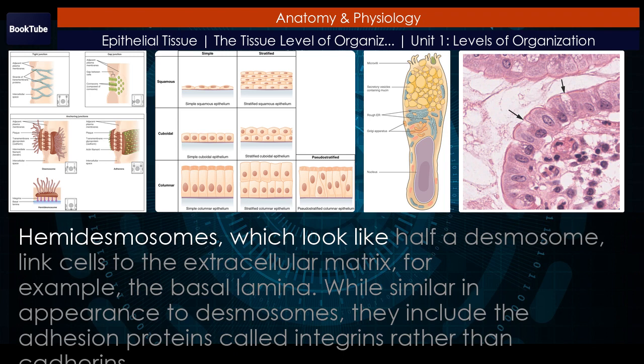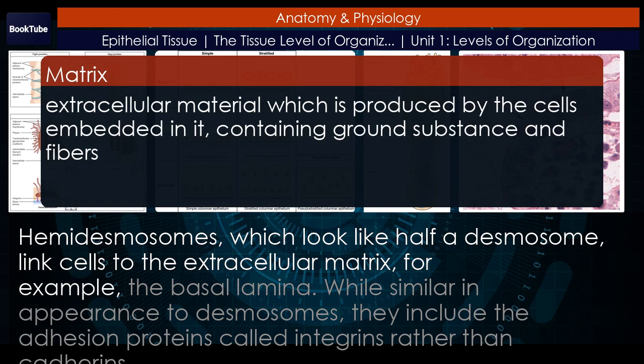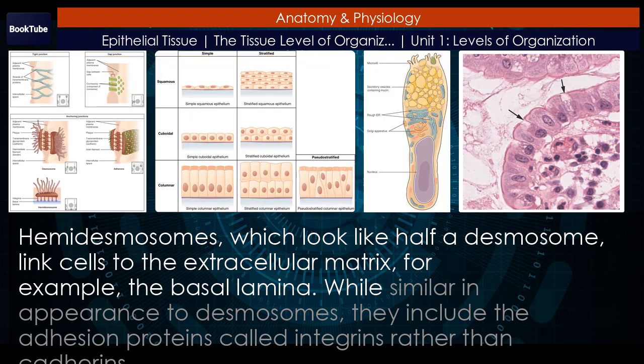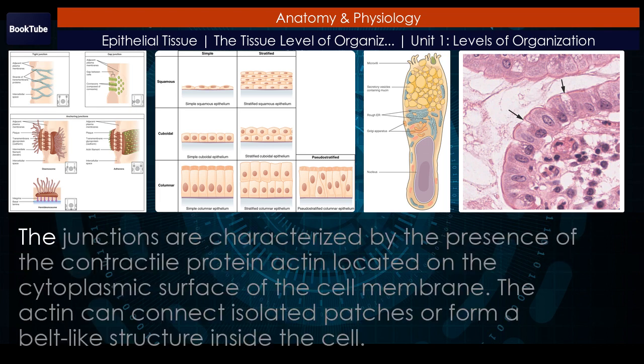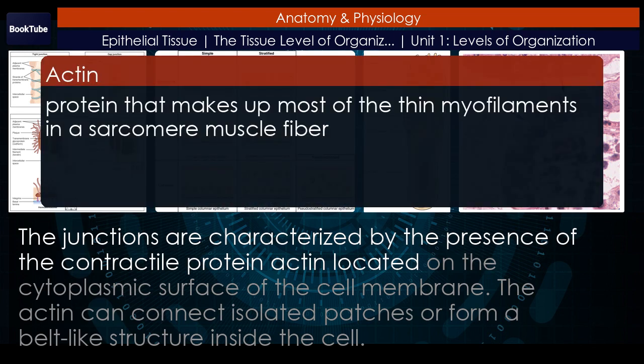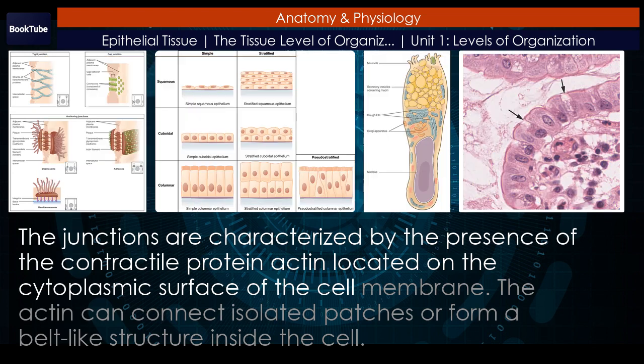Hemidesmosomes, which look like half a desmosome, link cells to the extracellular matrix, for example, the basal lamina. While similar in appearance to desmosomes, they include the adhesion proteins called integrins rather than cadherins. Adherens junctions use either cadherins or integrins depending on whether they are linking to other cells or matrix. The junctions are characterized by the presence of the contractile protein actin located on the cytoplasmic surface of the cell membrane. The actin can connect isolated patches or form a belt-like structure inside the cell.